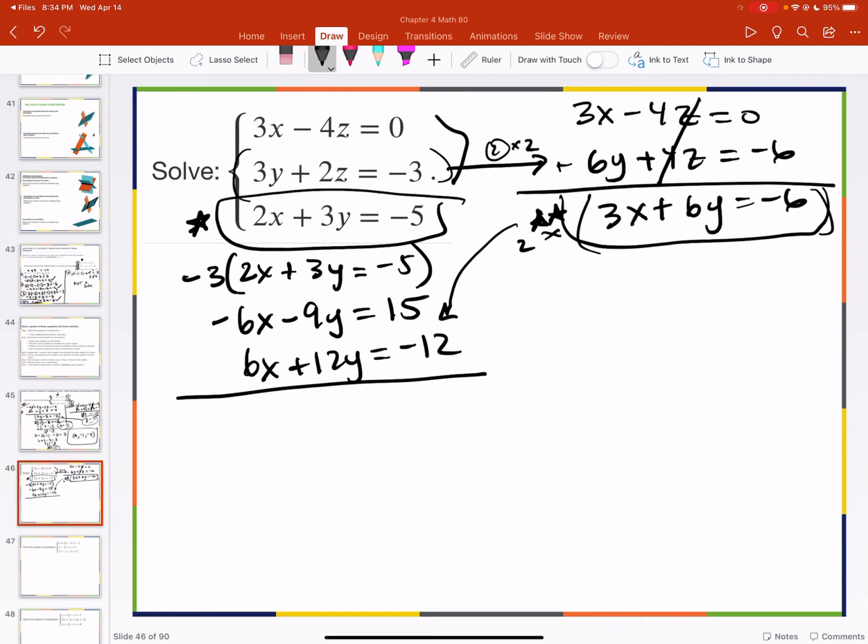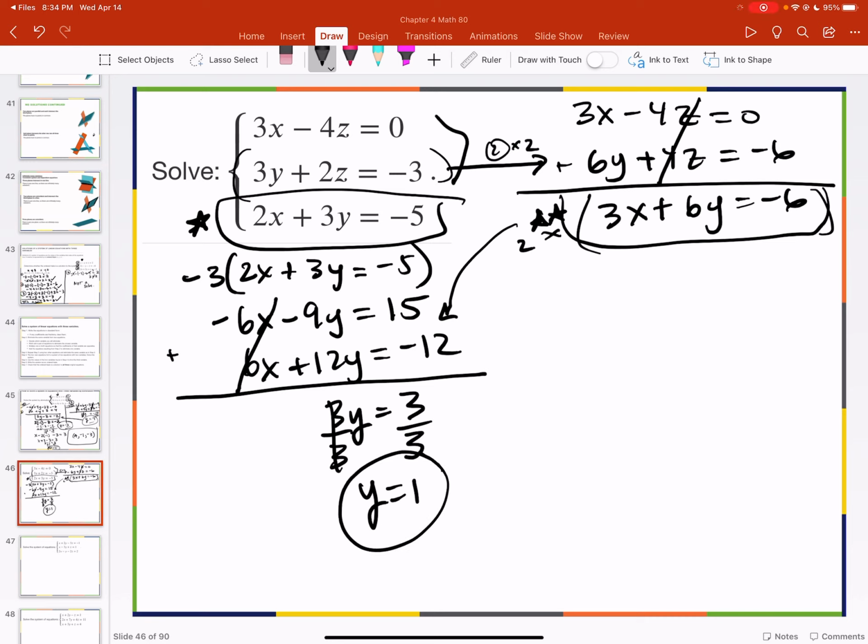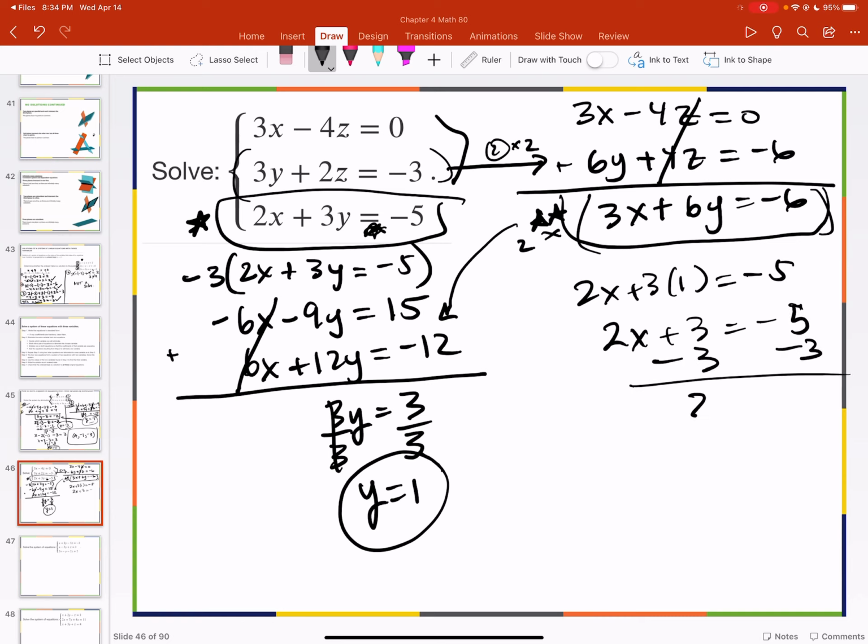Now these two I'm going to combine. The x terms cancel out. I get 3y is equal to 3, so y is equal to 1. Now I can plug this into the star equation and solve for x. So 2x plus 3 times 1 is equal to negative 5. I get 2x plus 3 is equal to negative 5. Minus 3 minus 3, so 2x is equal to negative 8. Divide by 2, x is equal to negative 4.